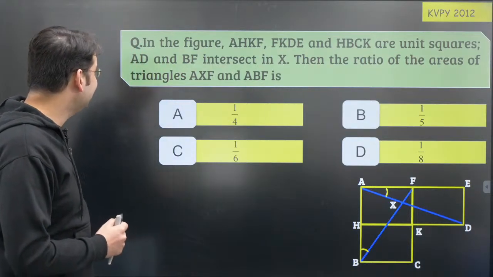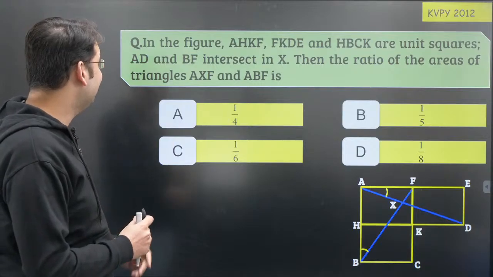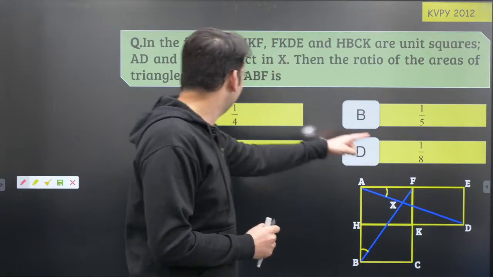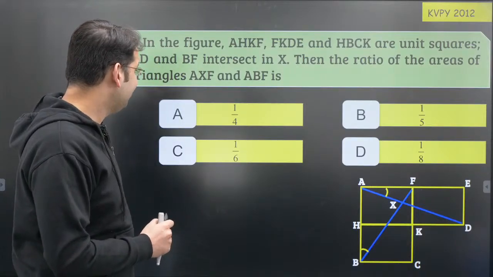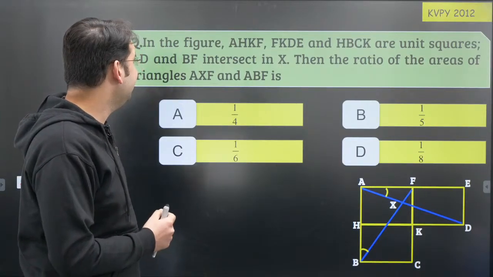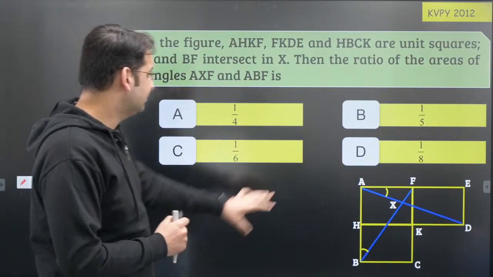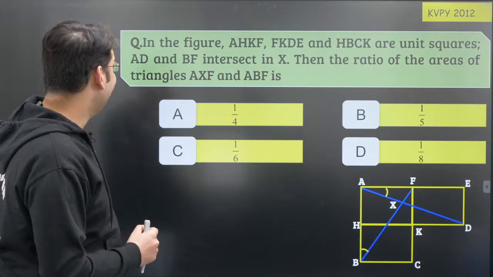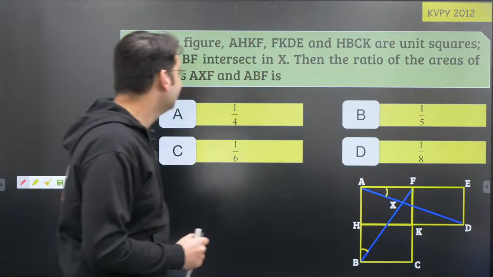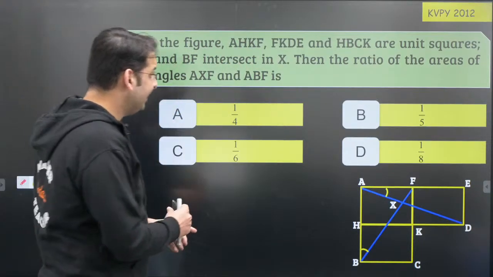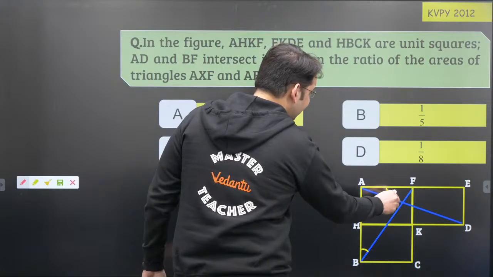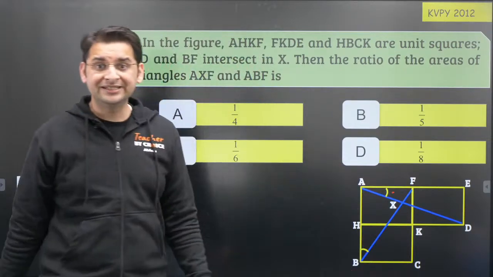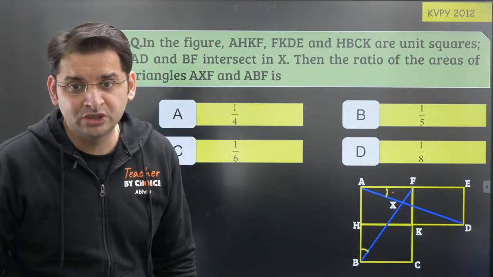This question says in the figure, AHKF, FKDE and HBC are unit squares. So there are 3 unit squares aligned in this way. AD and BF intersect at point X. Then the ratio of the triangle AXF, this little triangle, and ABF, that means the whole triangle. So these ratios we need to find.